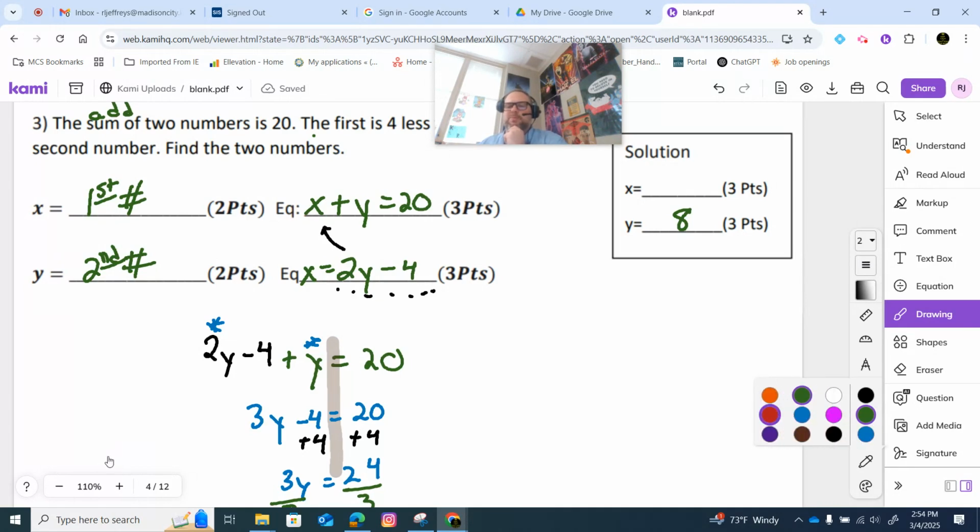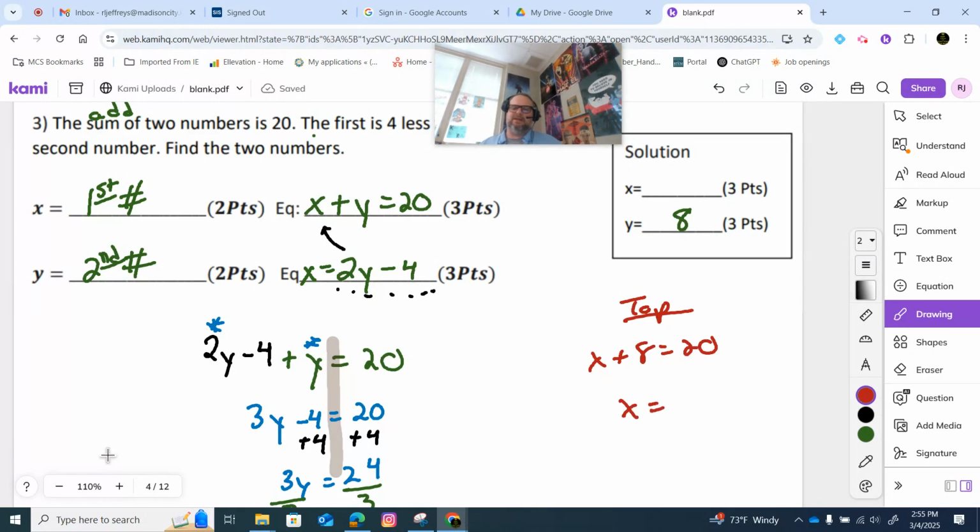So you could use top or bottom, or you could use this crazy thing that's common sense. Personally, I would use the top. You know, x plus 8 equals 20, and I would find out that x is 12. Okay.